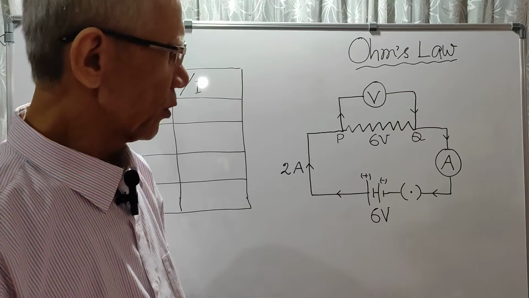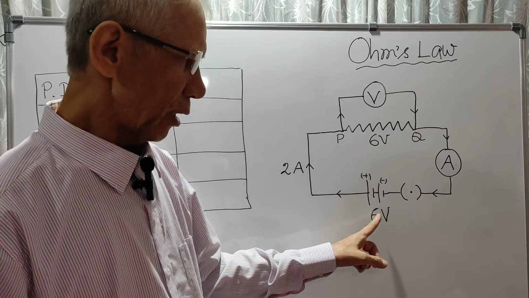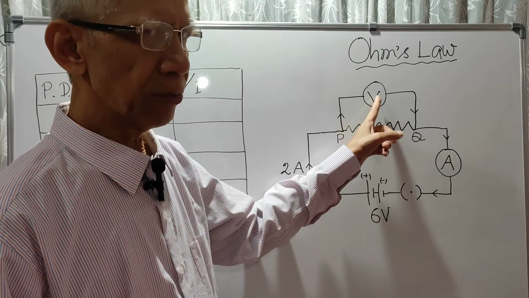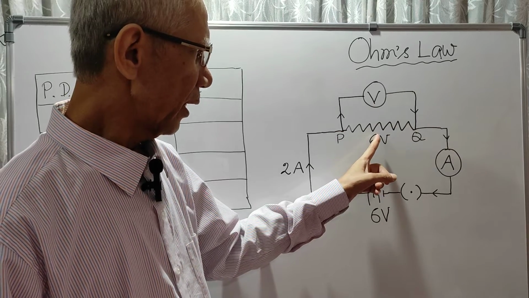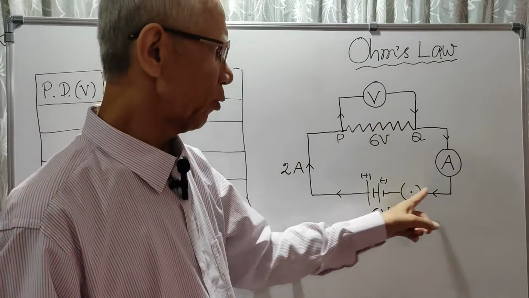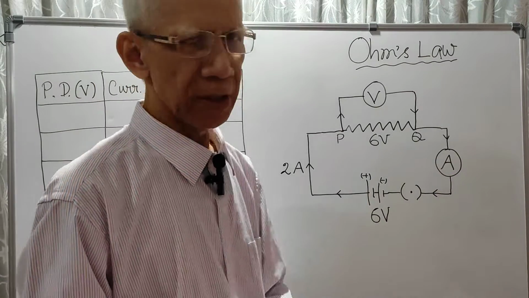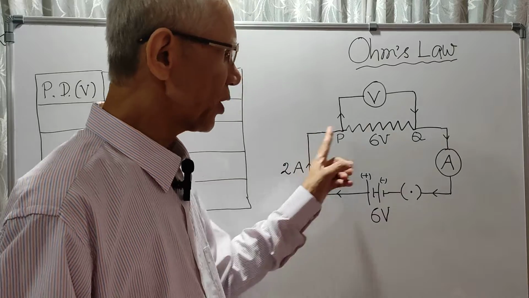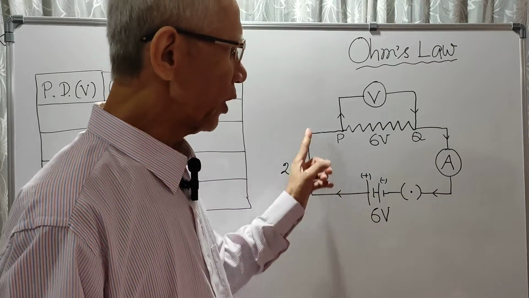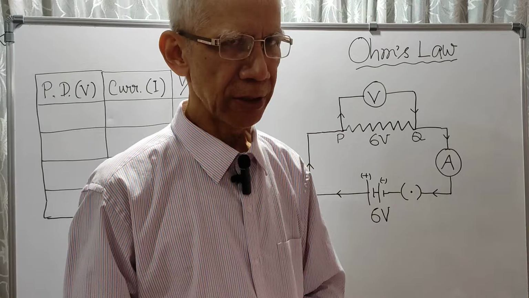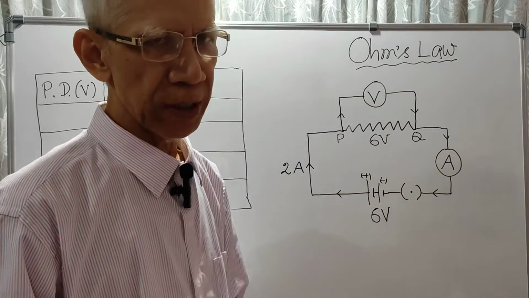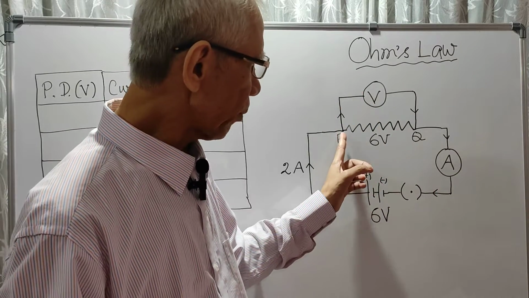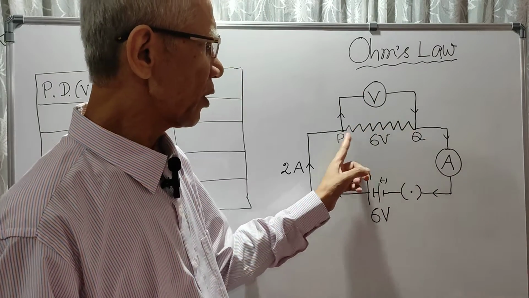Now, what all things do you need? You need a battery, an ammeter, a voltmeter, a resistor, and of course connecting wires. Now, an ammeter is an instrument with the help of which you can measure current in the circuit. So what current is flowing in the circuit will be shown by the ammeter. The voltmeter is the instrument which will measure the potential difference between the two terminals of the resistor.